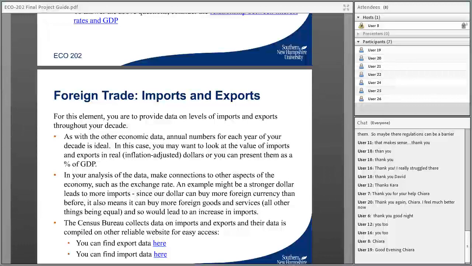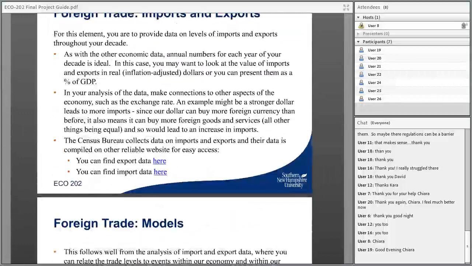You can look at them as a percentage of the GDP or just whole numbers. So when you analyze import and exports, relate them to other data from the economy, like exchange rates, for example. So a stronger dollar leads to more imports, right? Because if we have a stronger dollar, imports are cheaper for us to purchase, so we'll purchase more imports. As compared to a weaker dollar, that leads to more exports because our goods would be cheaper for other countries to purchase.